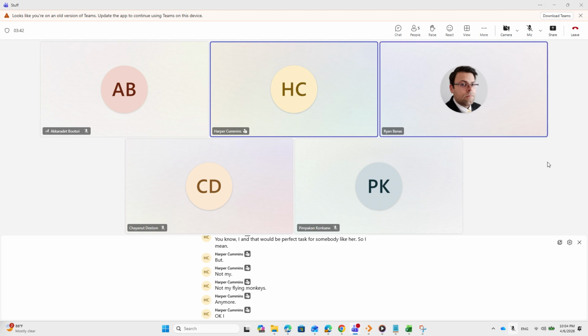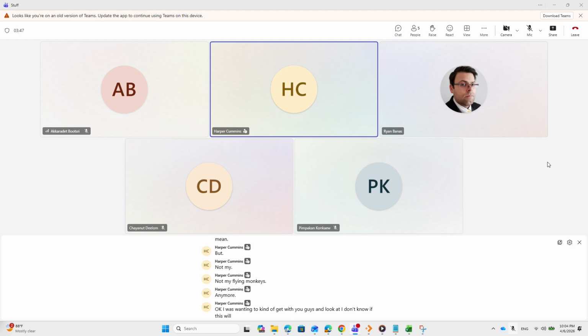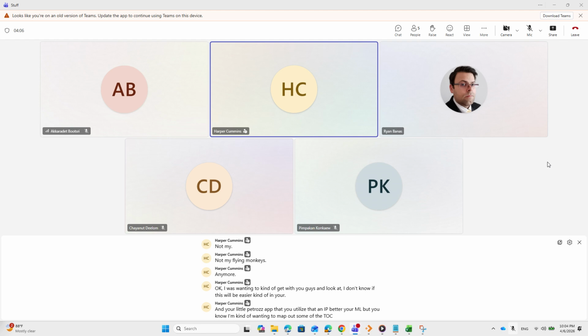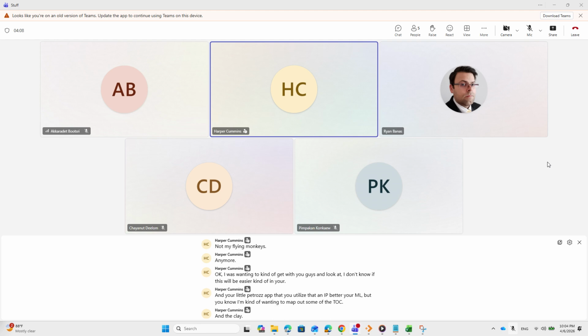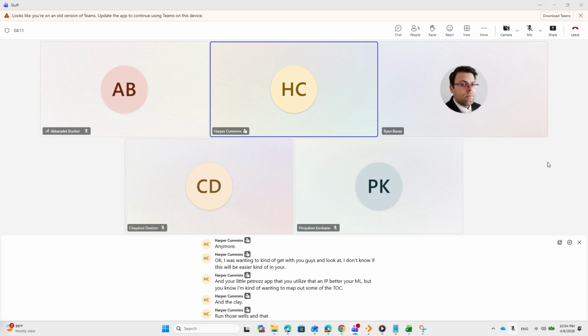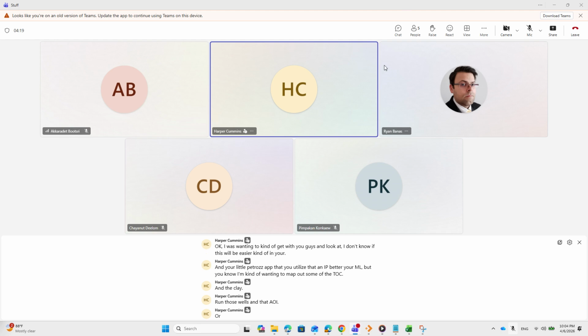Okay, I was wanting to kind of get with you guys and look at, I don't know if this will be easier in your little PetraRes app that you utilize, or IP, or your ML. But I'm kind of wanting to map out some of the TOC and the clay in those wells in that AOI, where y'all did a lot of your analysis.